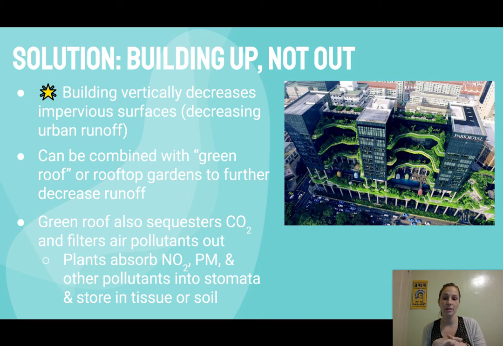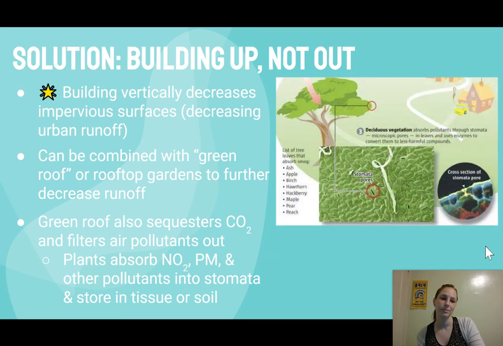They're also going to filter out air pollutants. Plants absorb all sorts of nitrous oxide and particulate matter into their stomata, and they store it in their tissues and cells. So it's going to help with some of that urban pollution as well as the runoff. So you can double team it in this way and make it even better. Oh, here's just an image of the stomata and how they take in those pollutants.